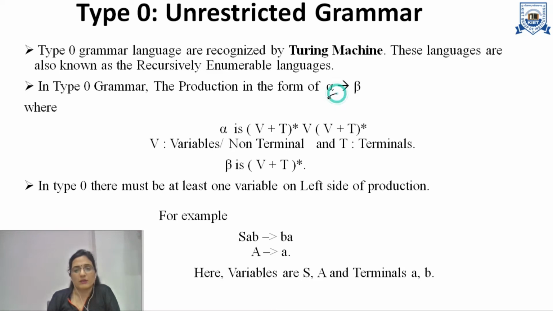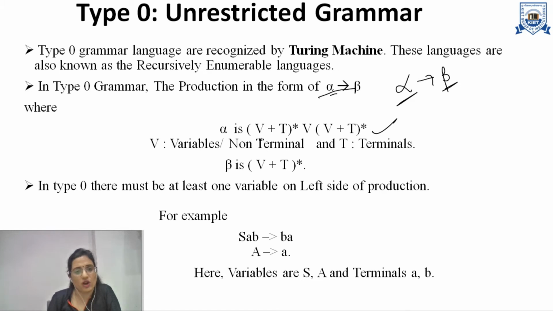In type 0 grammar, the production is basically of this form: alpha tends to beta. There are some rules for the alpha as well as for beta. That means alpha is basically a combination of non-terminals and terminals. We already know the concept of non-terminals and terminals. Non-terminals are always written in capital letters, and terminals are always written in small letters. So let's see the syntax of the alpha.